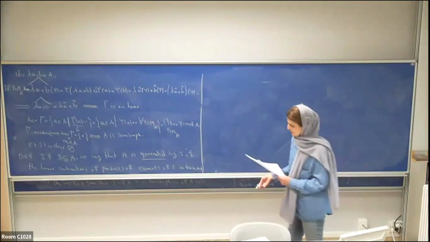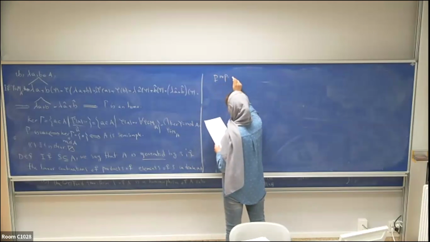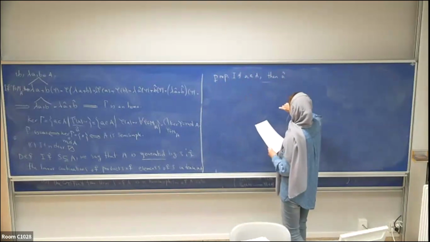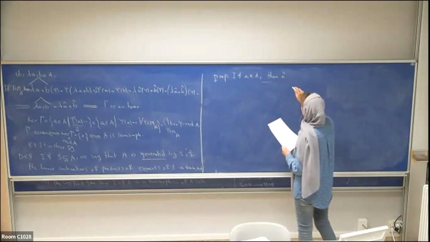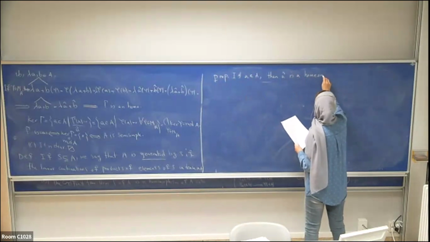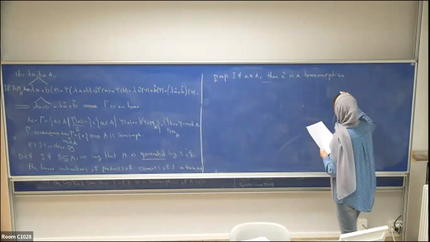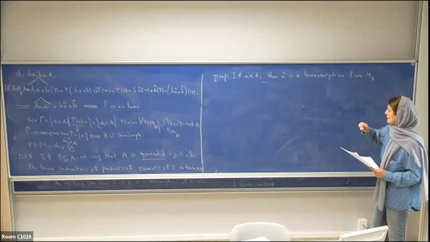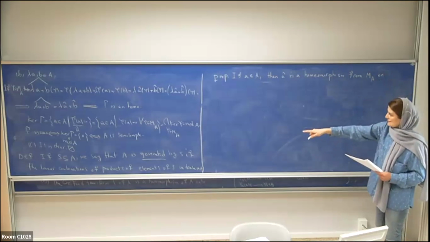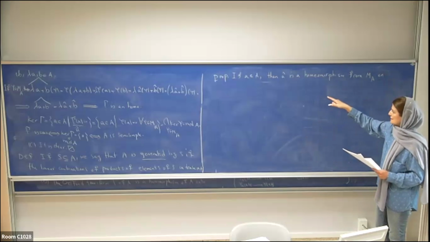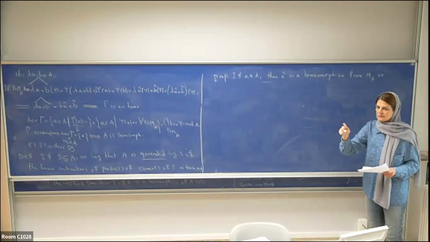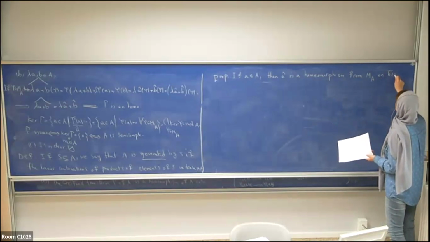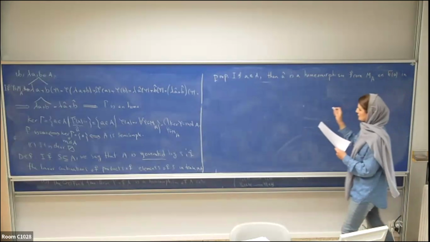And a very simple proposition. If a is in A, then a hat, which we know comes from M of A to the complex numbers, is a homeomorphism from M of A onto the spectrum of a in each of the following cases. I want to make it a surjection, so I have to consider the spectrum, because from the last part of the previous theorem, the range of a hat on M of A, which is phi of a, is just the elements of the spectrum of a.